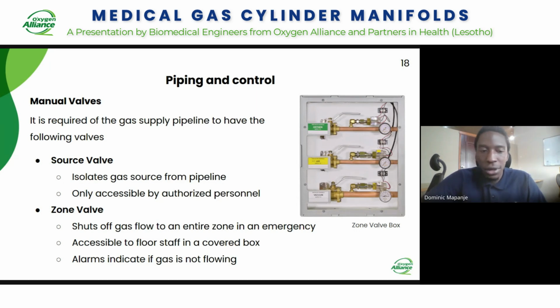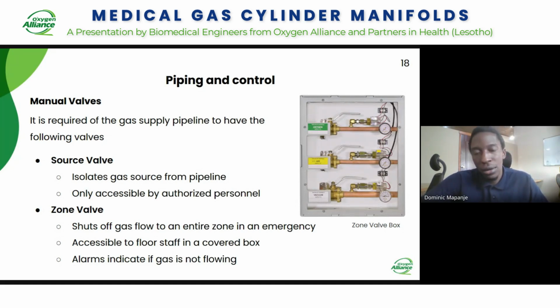So it will only be accessed by authorized personnel. Then we have zone valves. In the picture here is a zone valve box. These zone valves are located at the zones. At a facility like a hospital, this can be a ward. So these are located near the outlets. They can be accessed by the personnel in those zones, so if it's a ward at the hospital, it will be accessed by the medical personnel found in those zones.